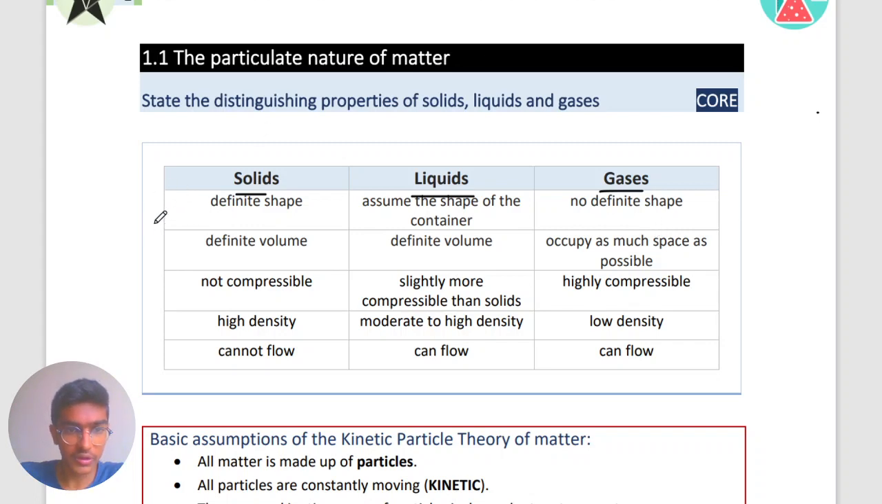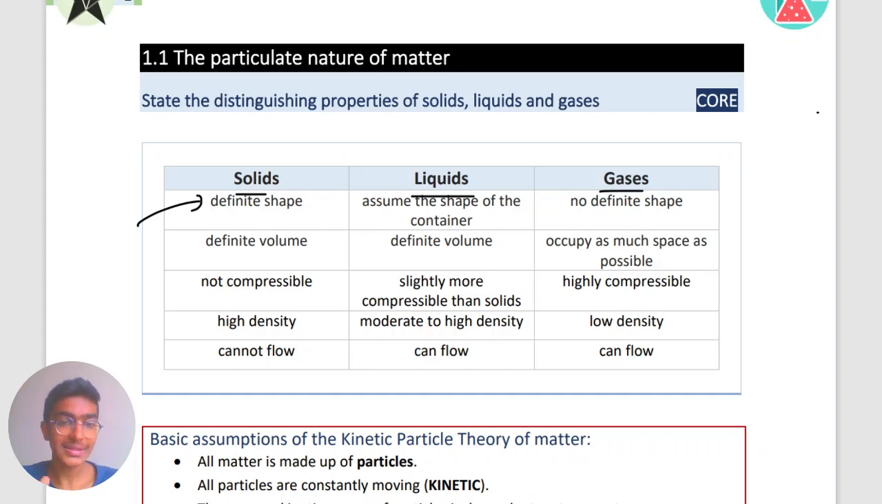From solids you can see it has a definite shape. A definite shape simply means it has the same type of shape. That means that if I change the location of it, it will have the same shape. If I do anything to it, it will have the same shape. If I move it around, it will have the same shape. It has a definite shape.